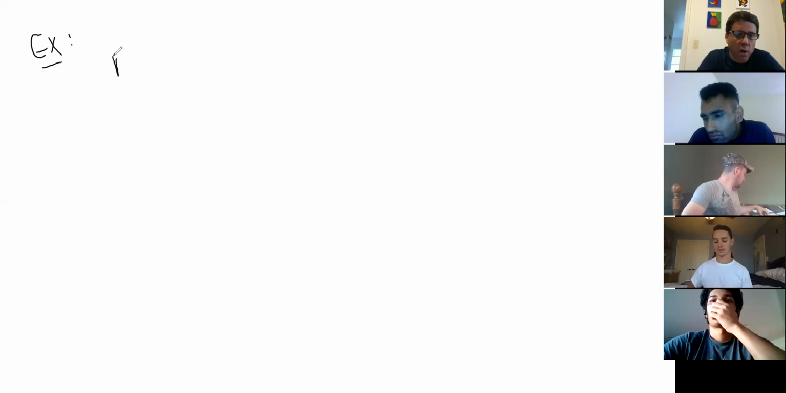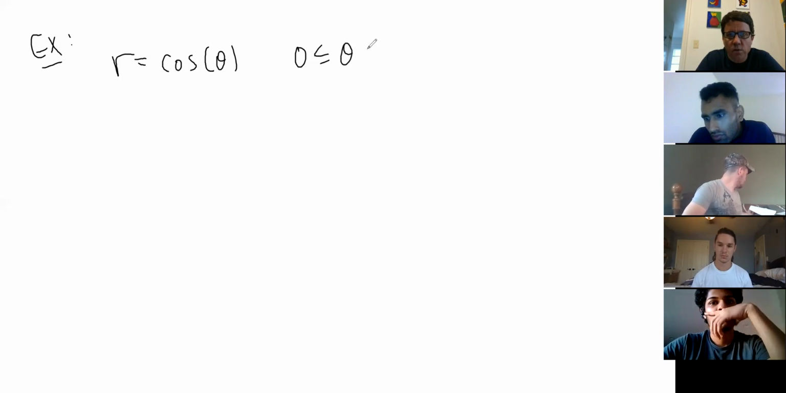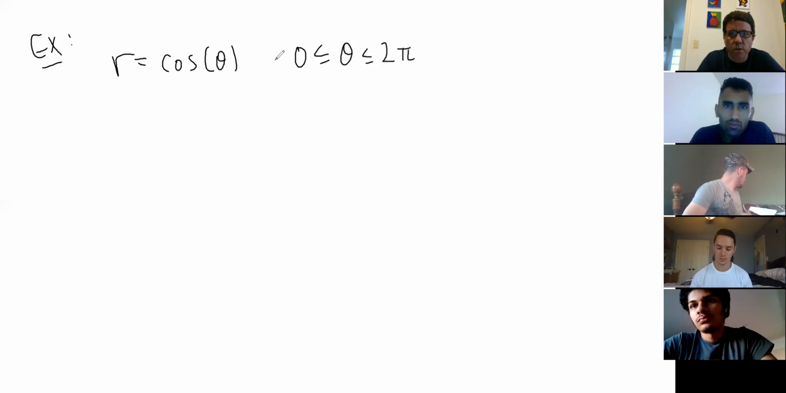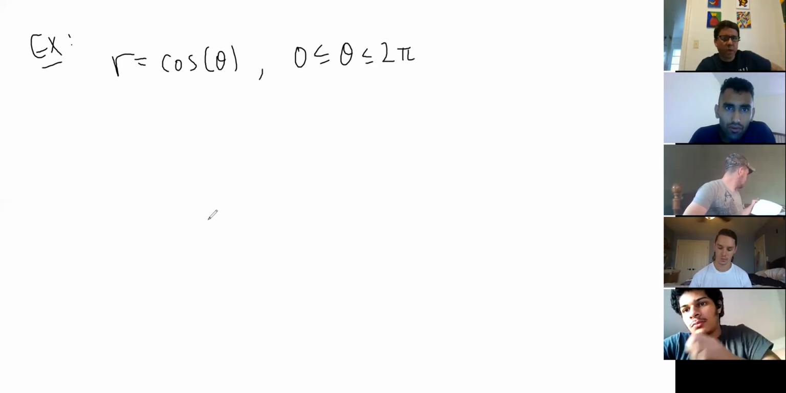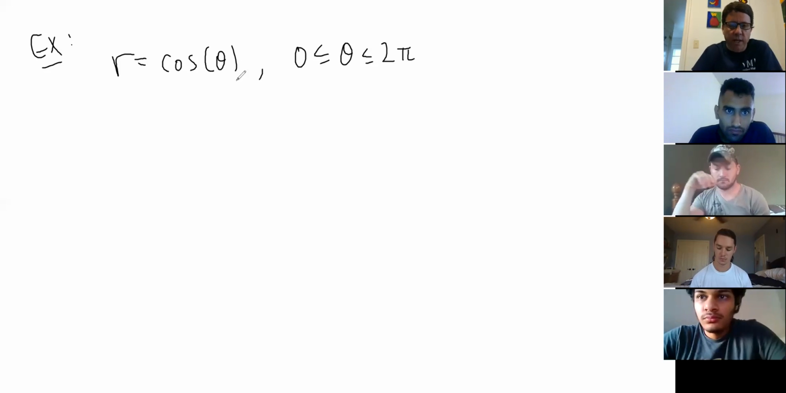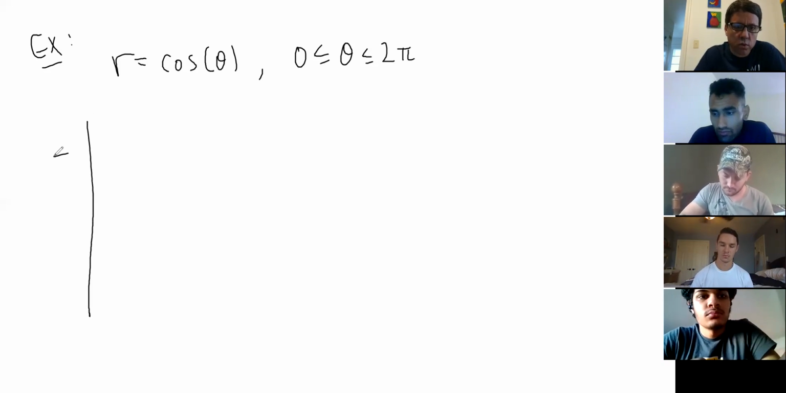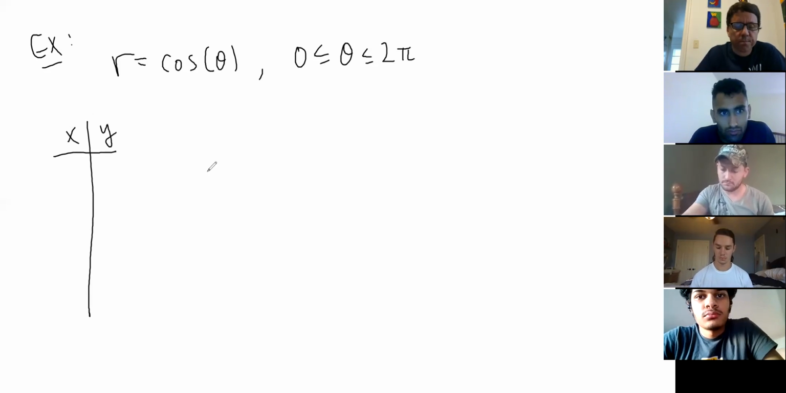What about this? R equals cosine of theta just by itself. Theta goes from 0 to 2 pi, just like we did before. So the radius is determined by some function that has theta. So I'm just going to plot points again. I know what I'm doing. I get too carried away sometimes. I don't want X and Y because I don't know what they are.